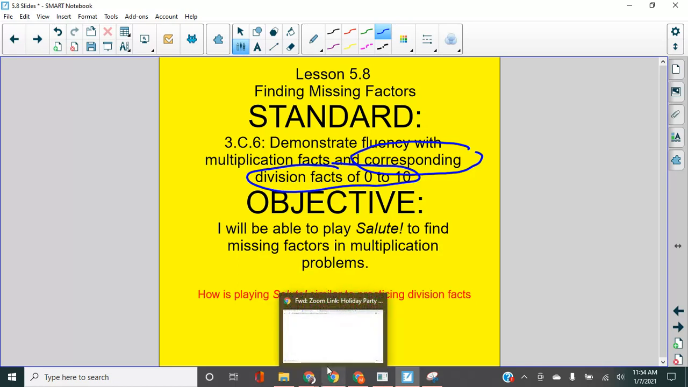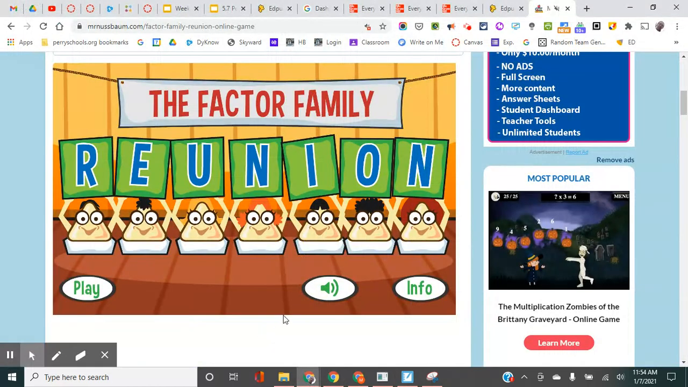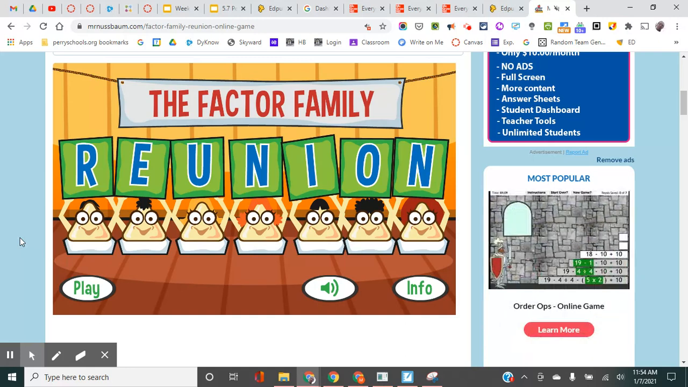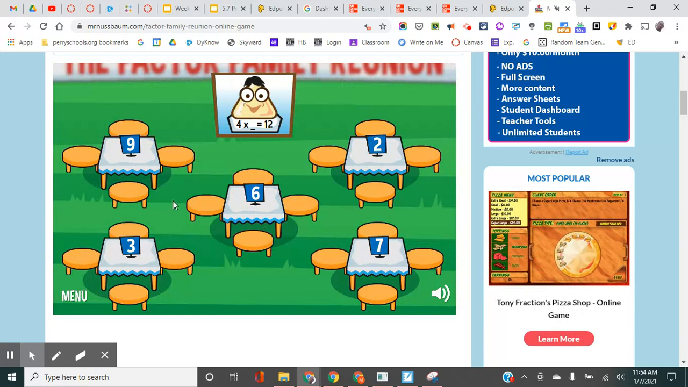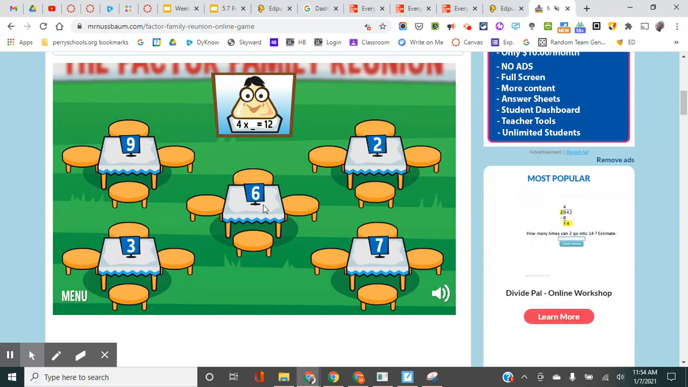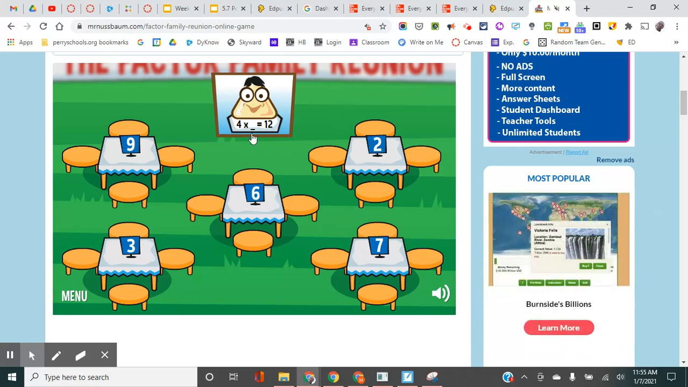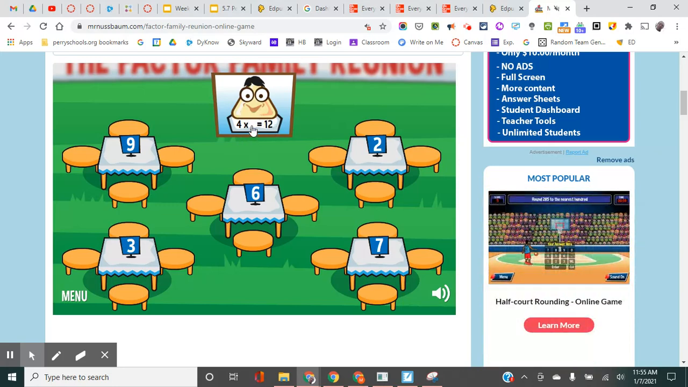The game you are going to play, I know, no math journal page, I'm sure you're just so disappointed, is called Factor Family Reunion. All right, and I'll show you how to play here. You can see that we have all the factors out here. We have 9, 3, 6, 2, and 7, and we have to figure out which factor would go here. So 4 times blank equals 12. Well, I know 4 times 3 equals 12.